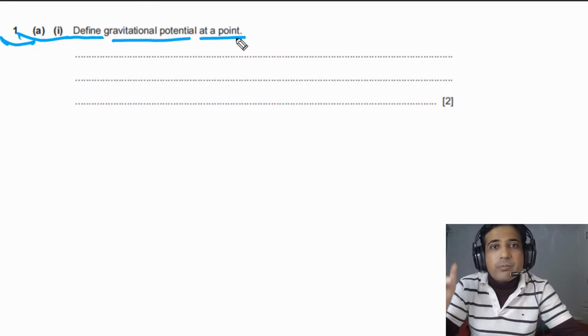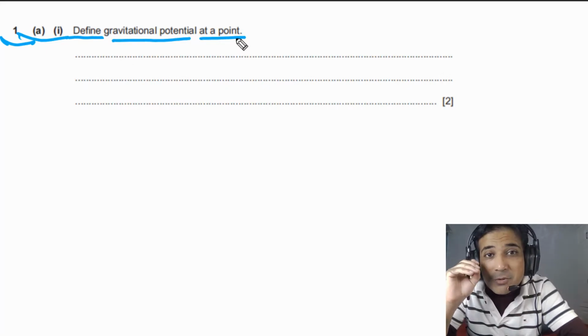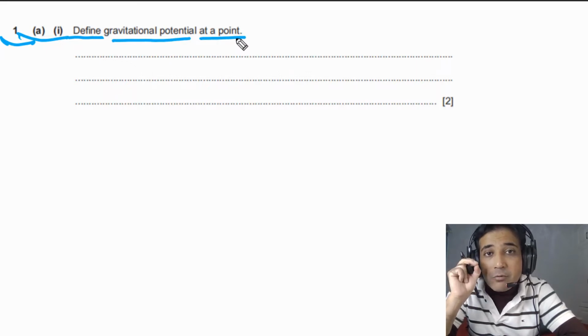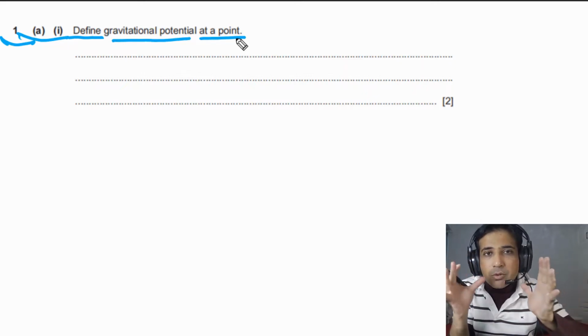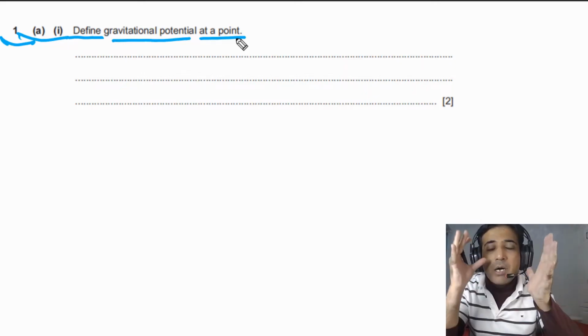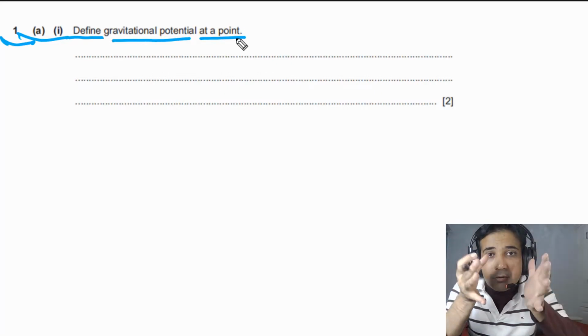But let me tell you, in physics, gravitational potential or electrical potential is not defined in absolute terms. When we define gravitational potential or electrical potential, actually we are talking about gravitational potential difference because we use a reference point. So that's the reason gravitational potential is not defined, and also electrical potential is not defined in physics. When we define them, we take a reference point. So we talk about gravitational potential difference, or we can say electrical potential difference.